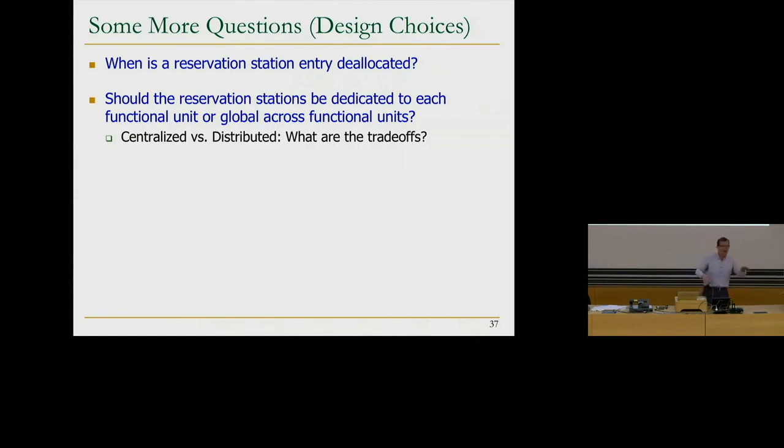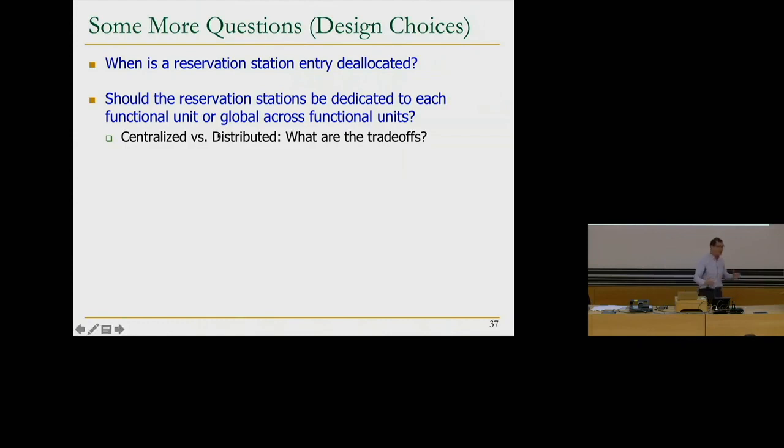Whereas if you had 4 reservation stations for adds and 4 for multiplies, and you just get 4 adds, the machine stalls after. If you get 5 adds, the machine stalls, right? You have a problem. But if you had 8 reservation station entries that you can use globally for all functional units, you could accommodate instruction mixes better. You can have 5 adds plus 3 multiplies, for example. So these are classic trade-offs between centralized and distributed.